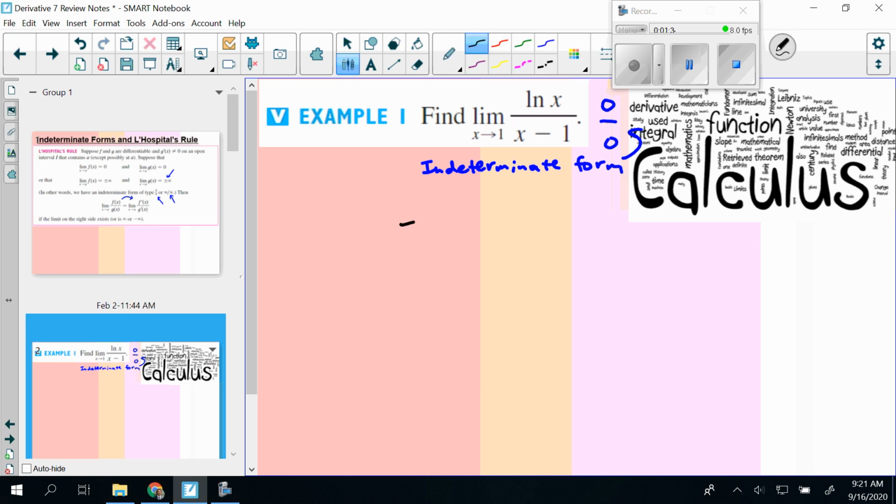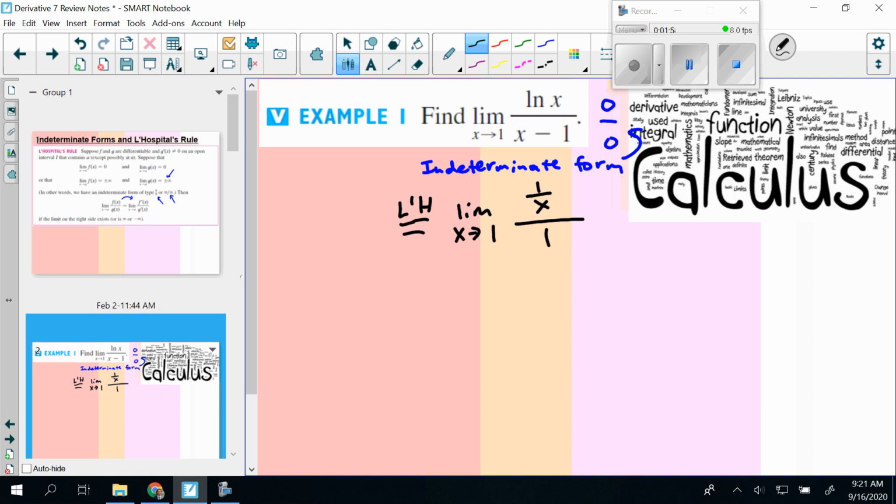So our next step is to apply L'Hôpital's rule. We want to indicate that we're using it. One way is to put a little LH over the equal sign and still write your limit notation. Then we take the derivative of both top and bottom. The derivative of natural log of x is 1 over x. The derivative of the bottom is just 1.